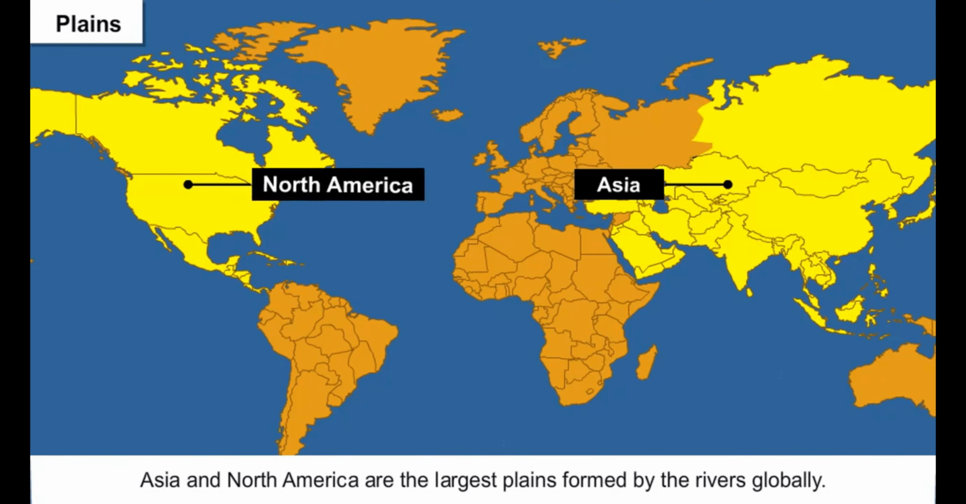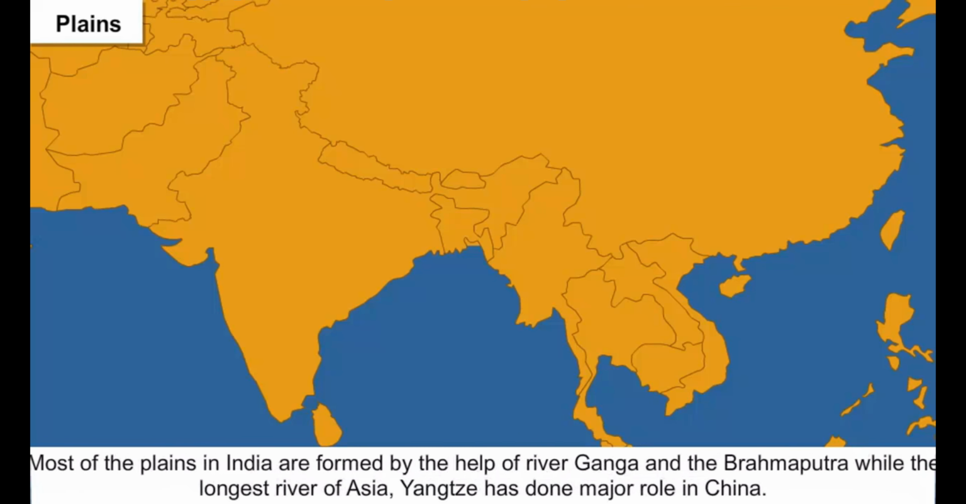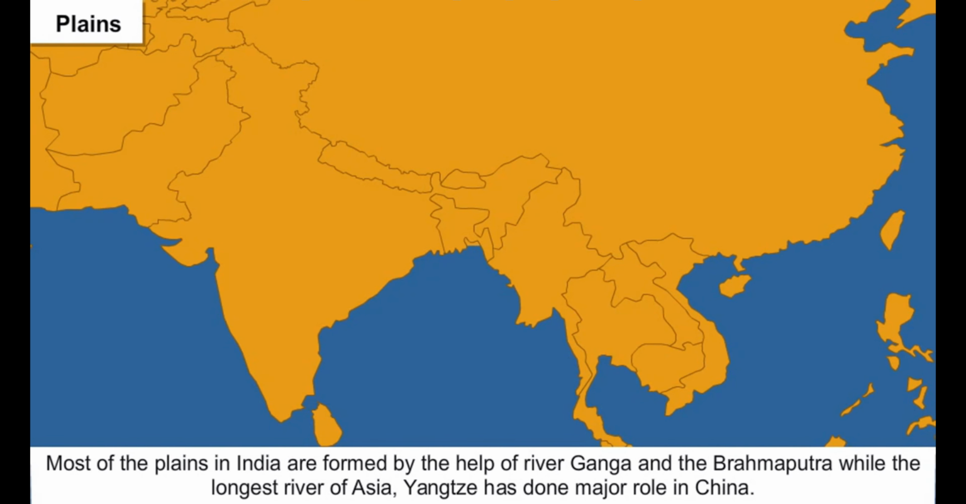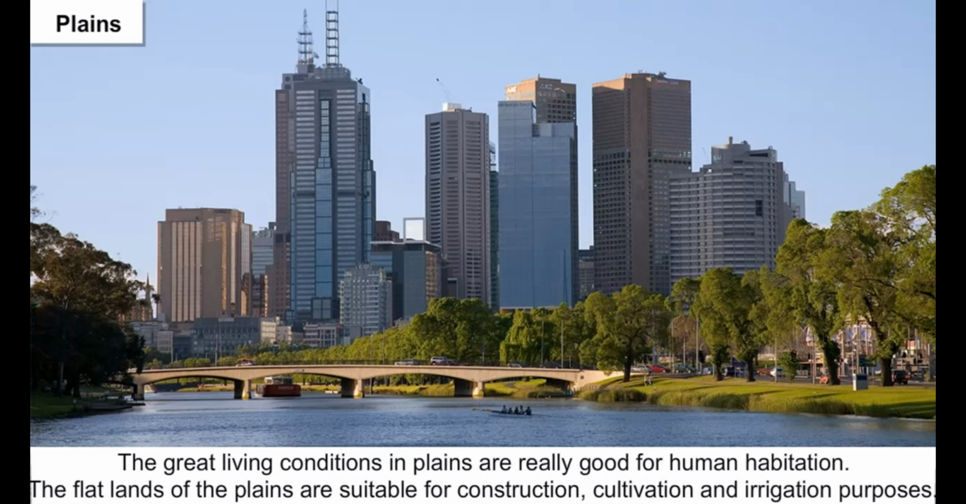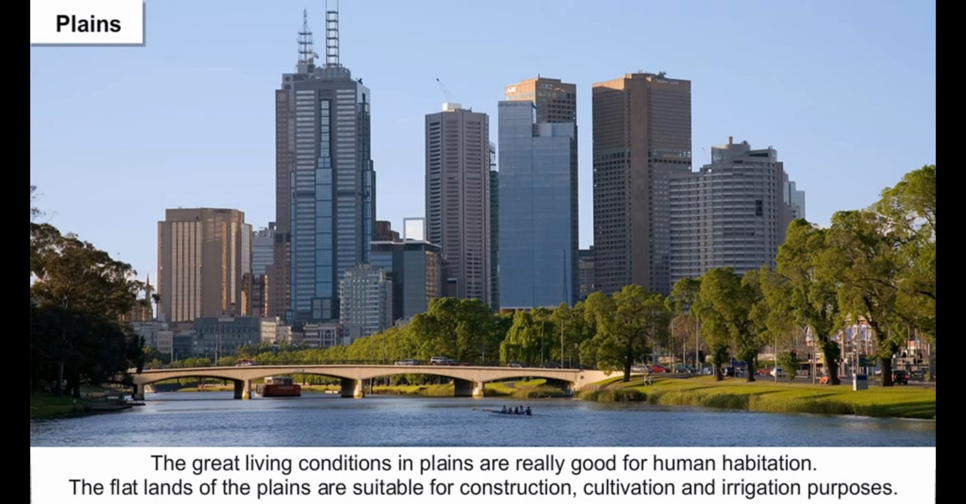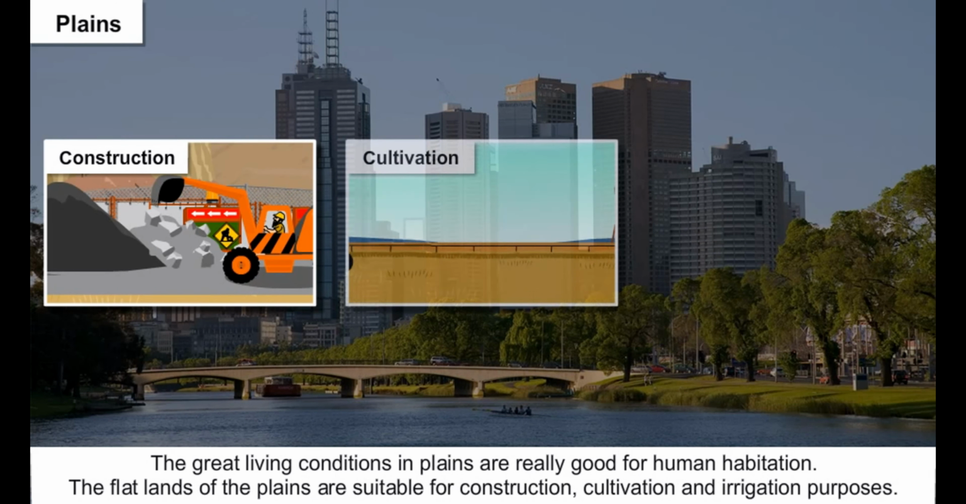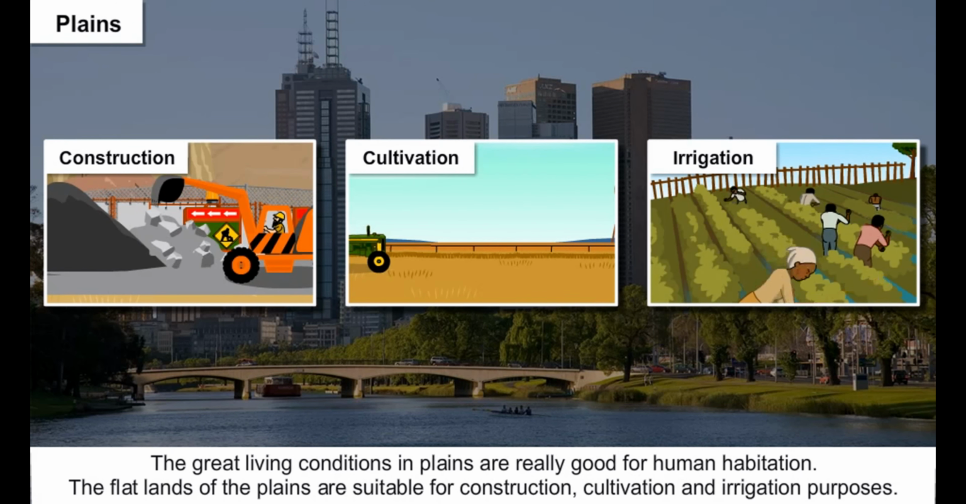Asia and North America are the largest plains formed by the rivers globally. Most of the plains in India are formed by the help of river Ganga and the Brahmaputra, while the longest river in Asia, Yangtze, has done a major role in China. The great living conditions in plains are really good for human habitation. The flatlands of the plains are suitable for construction, cultivation, and irrigation purposes.